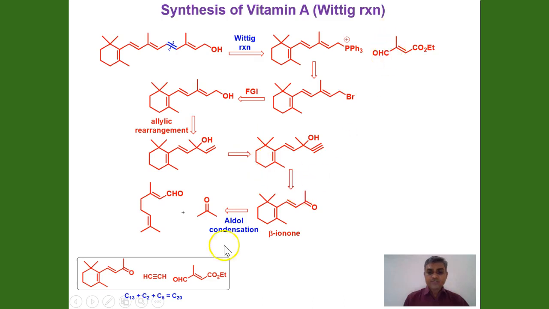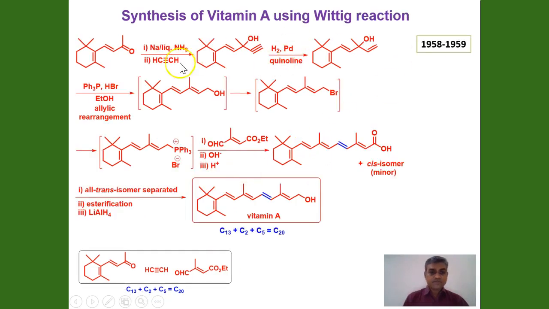Here the Wittig reactions as well as the Grignard reactions are once again employed. It's not Grignard, it's sodium in liquid ammonia. Now here beta-ionone is treated with sodium in liquid ammonia in presence of acetylene. We get here a tertiary propargyl alcohol. Tertiary propargyl alcohol on partial reduction gives a tertiary allylic alcohol. The tertiary allylic alcohol undergoes allylic rearrangement to form an allylic alcohol.